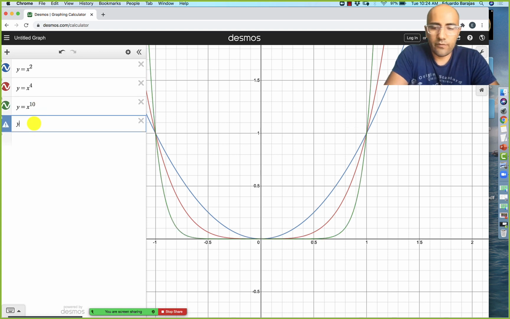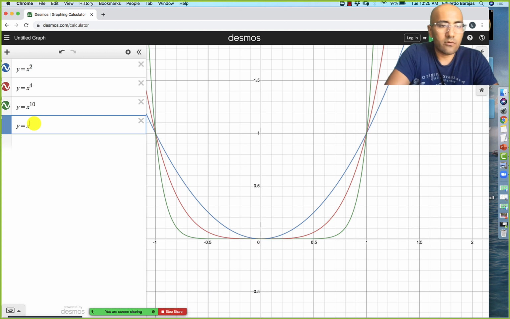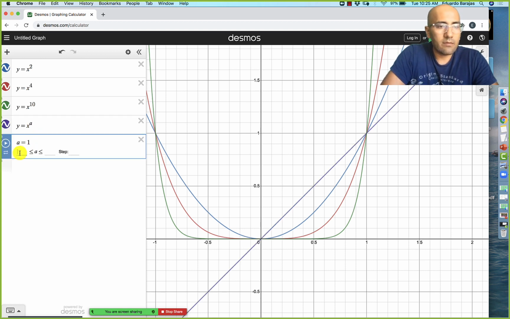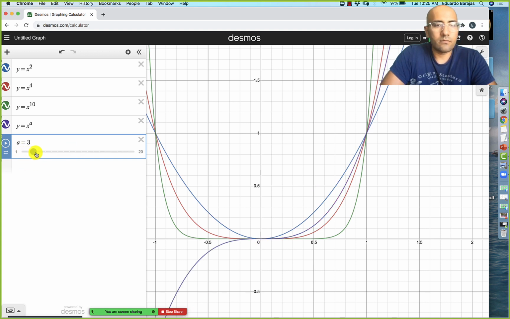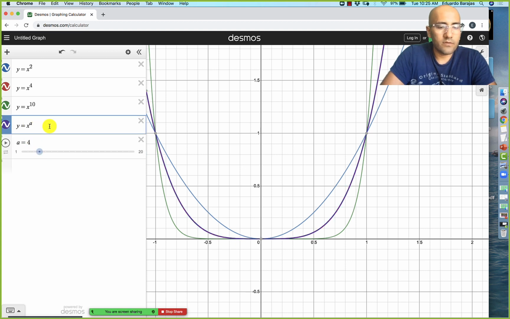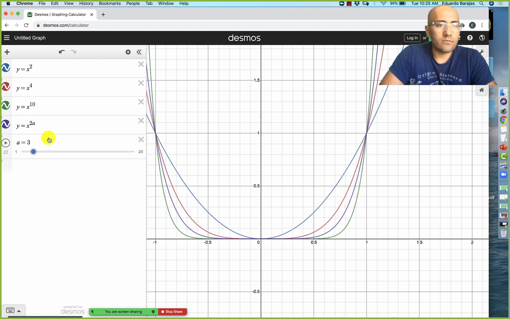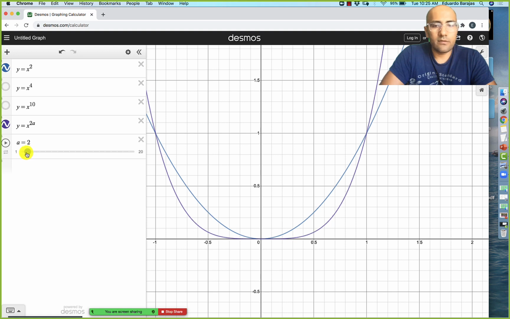And let's just see if we can do a little slider with this guy. Raise to the power of a. Let's let a be a value between 1 through 20 by 1s. Okay, so, oh, wait a minute, I don't want to do that. Let's make it 2 way. There. So there's the standard blue one.